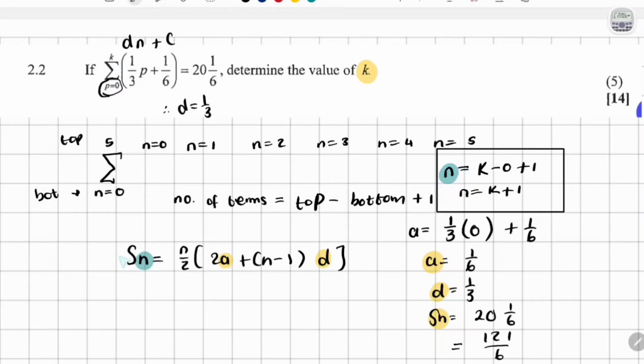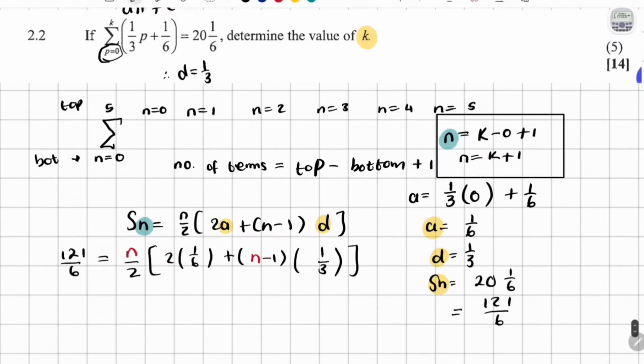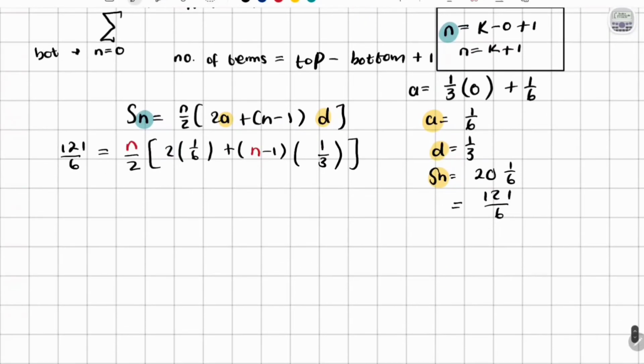Okay, so let's use the Sn formula. We know the sum of the terms is this number. So we're saying 121 over 6 is equal to n over 2, well, we don't know what n is, so n over 2, open bracket, 2 multiplied by a, which is 1 over 6, plus n minus 1 multiplied by 1 over 3 as d. Okay, so we're just looking for the value of n. To find it, let's simplify. We're just trying to make n the subject.